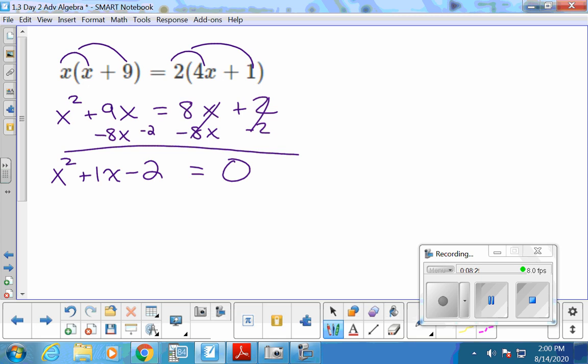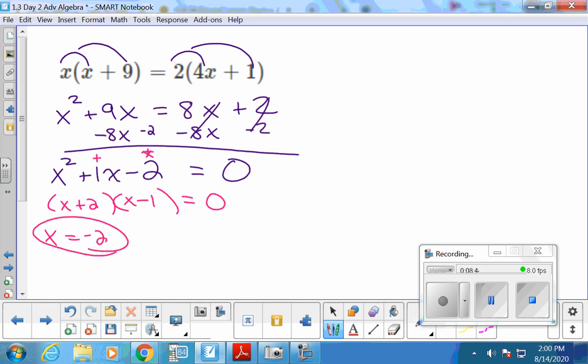What numbers multiply to negative 2 that would add up to 1? A positive 2 and a negative 1. Hopefully you were thinking of that combination. That makes our solutions a negative 2 and a positive 1. Technically, got the word or in there.